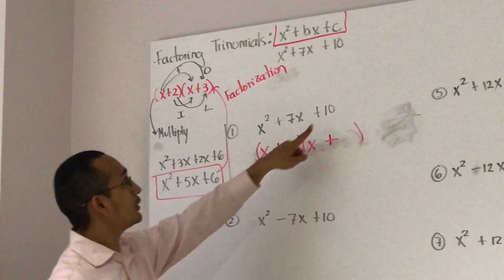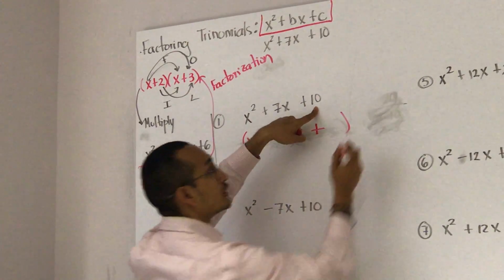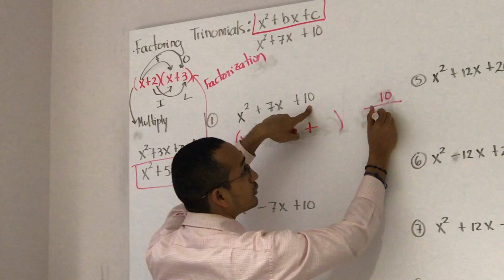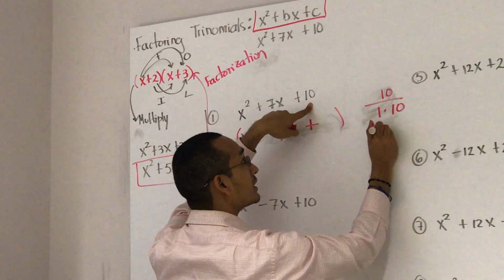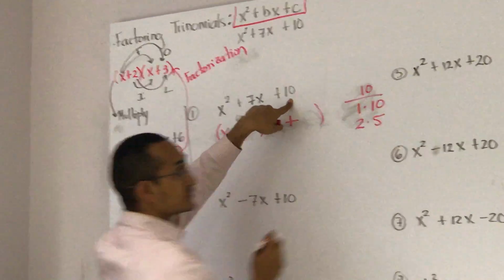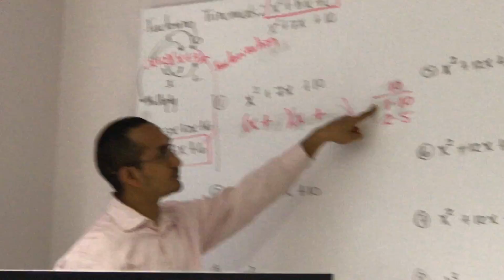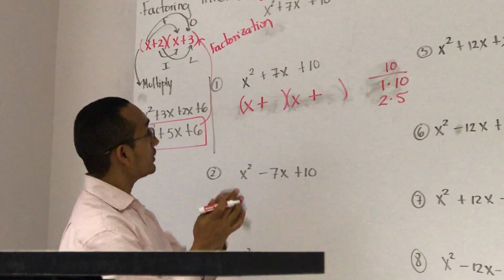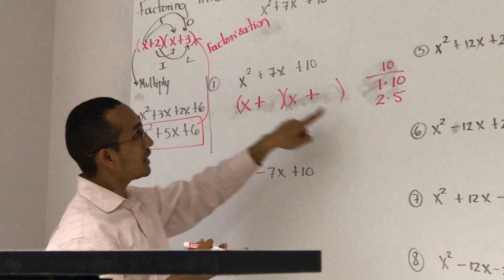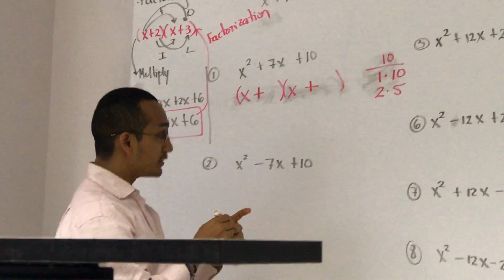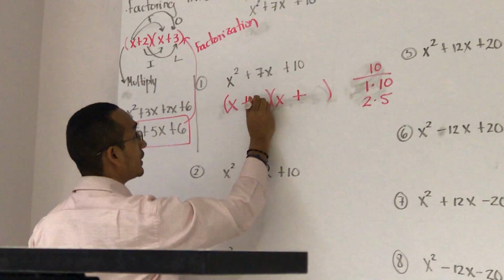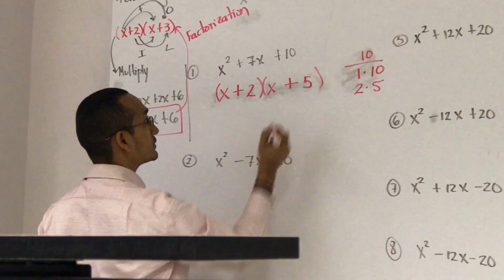Now you look at the third term. What are the factors of 10? The factors of 10 are 1 and 10, and 2 and 5. There are no other factors of 10. Now let's see, which of these factors, when you add them together, give you a 7? The second one, 2 and 5. So if that's the case, you could write a 2 here and a 5 here.